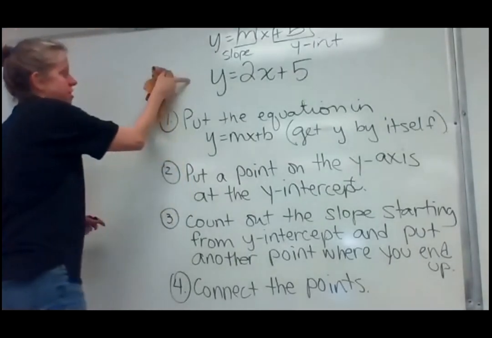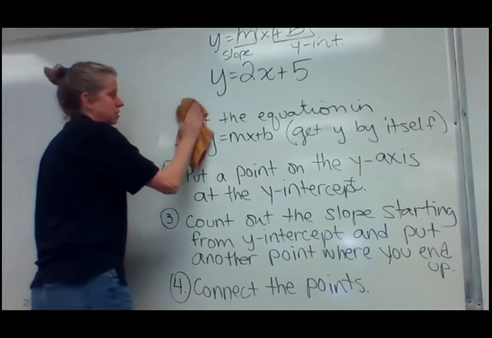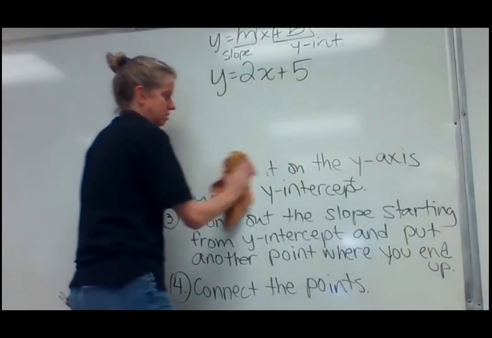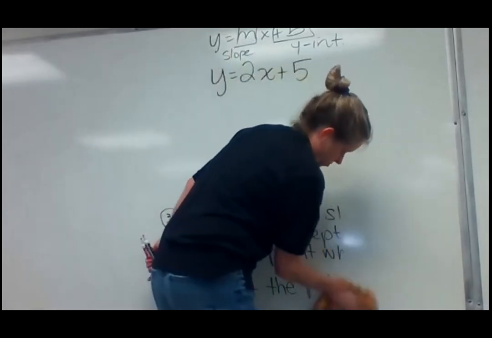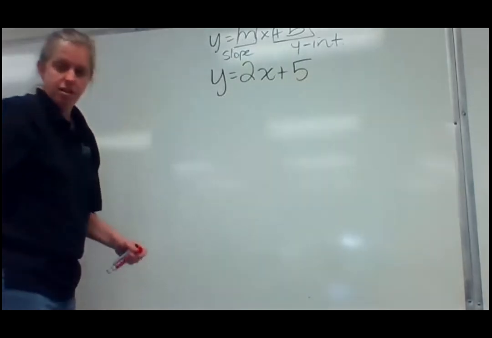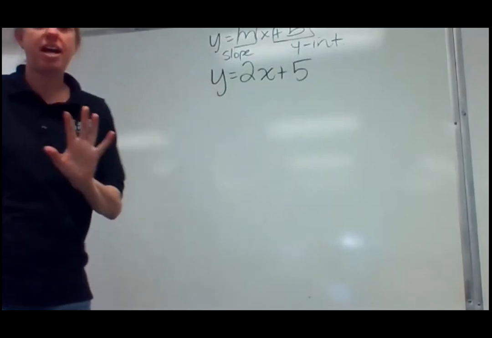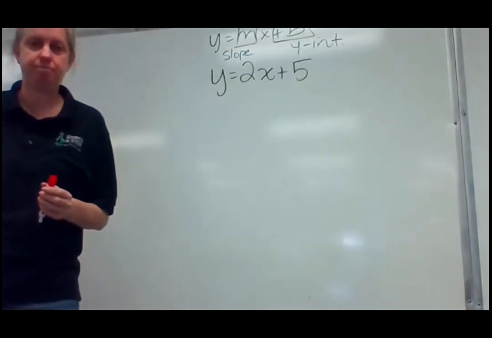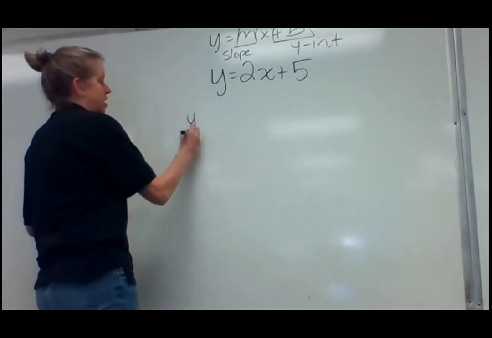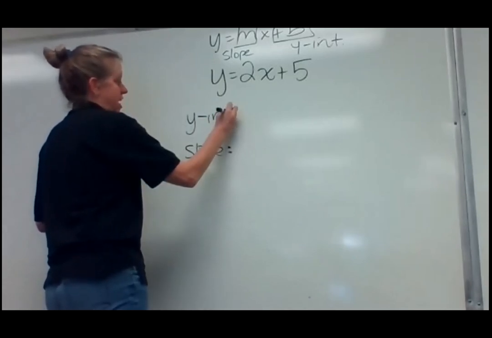So let's look at this one. Y equals 2x plus 5, which is number 2. So the first step was to put it in slope-intercept form. This one, the y is already by itself, so I don't even have to do any work for step 1. So the second 2 steps are dealing with the slope and the y-intercept. So let's figure out what the y-intercept is and what the slope is of this line.